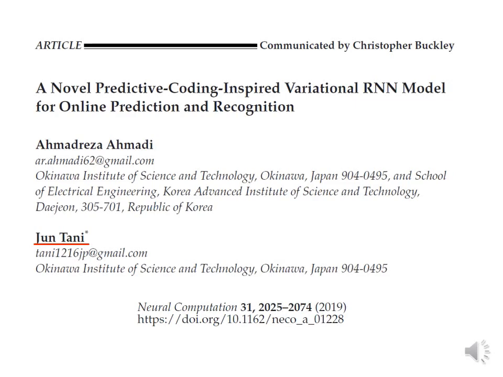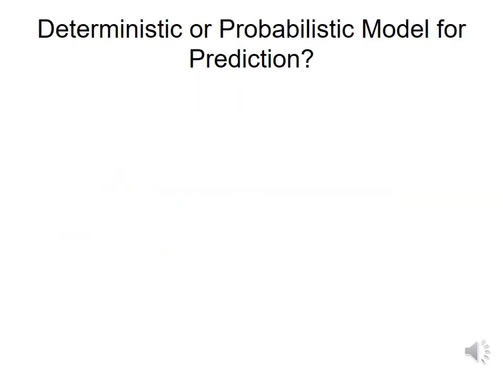So we present a paper titled Novel Predictive-Coding-Inspired Variational Recurrent Neural Network Model for the Online Prediction and Recognition. The paper was published in Neural Computation last year and first authored by Ahmadi, and myself, Tani, co-authored. I'd like to explain the motivation behind this study.